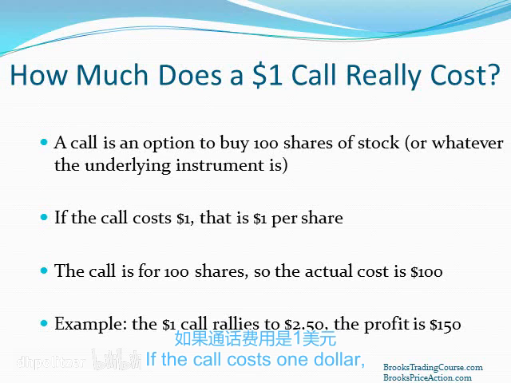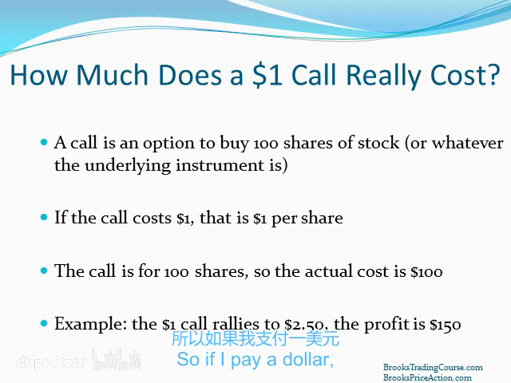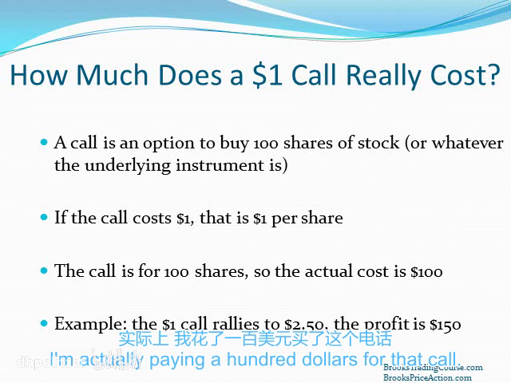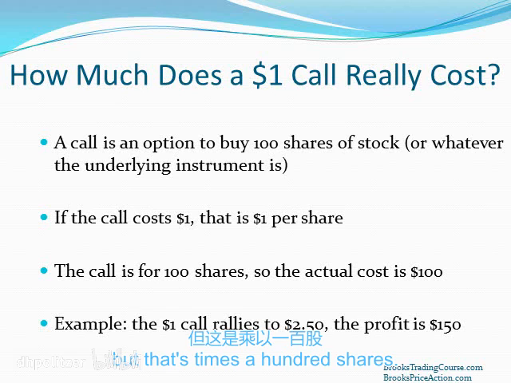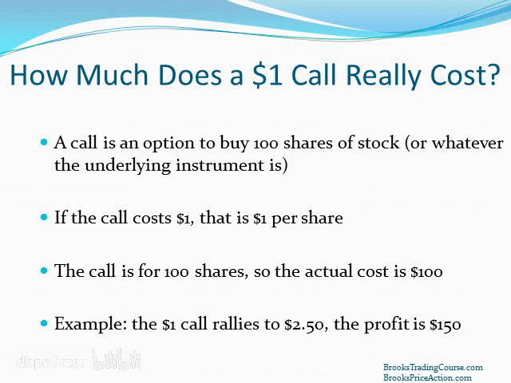Okay. If the call costs $1, that's $1 per share. One option, one call, controls 100 shares of stock. So if the price on my computer says that it's $1 for the call, I'm actually paying $100 for that call. And if I pay $1 for the call and sell it for $2.50, I made $1.50, but that's times 100 shares, so my actual profit is $150.